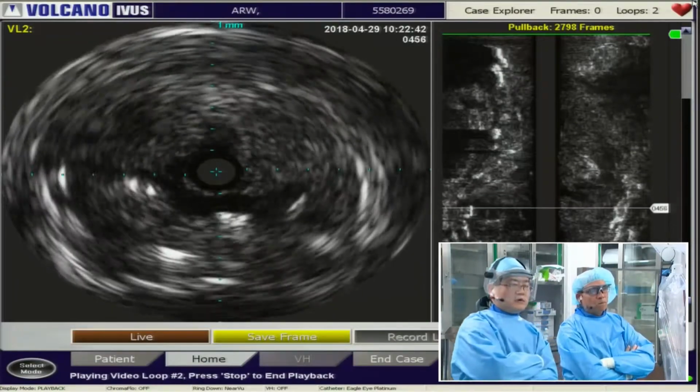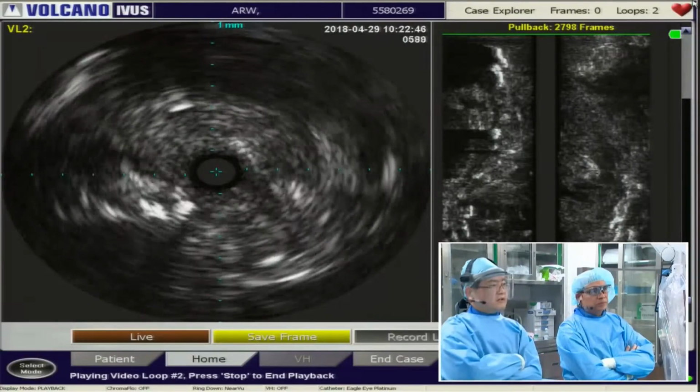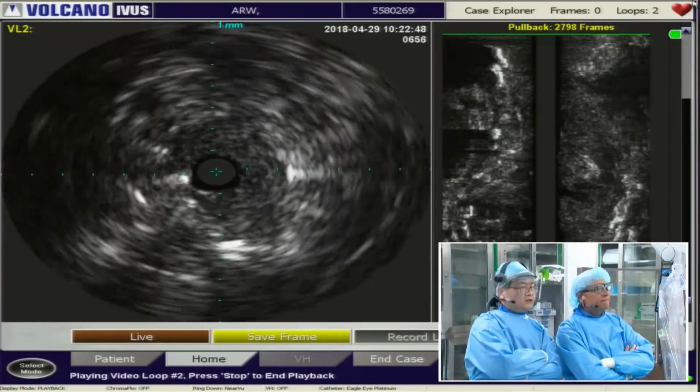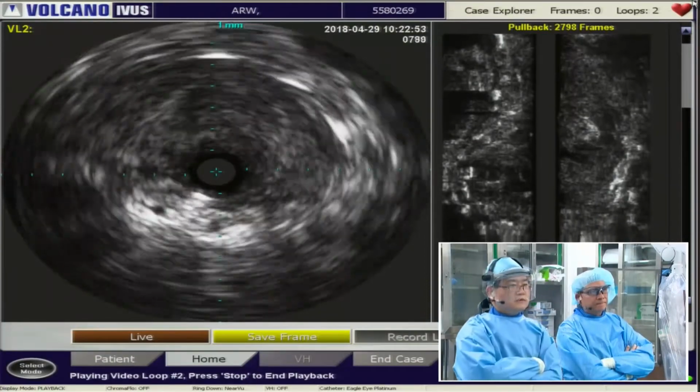And then the common iliac region progressed, and the patient's symptoms were aggravated. I think that is the natural course of this patient. There is some compression and collapse. It's not fully expanded everywhere.